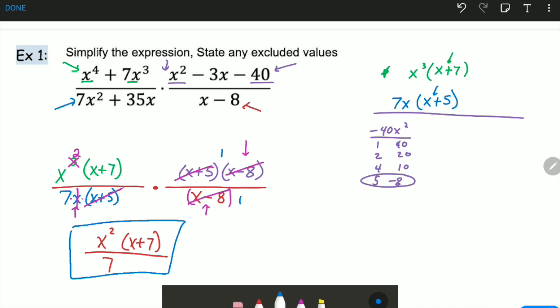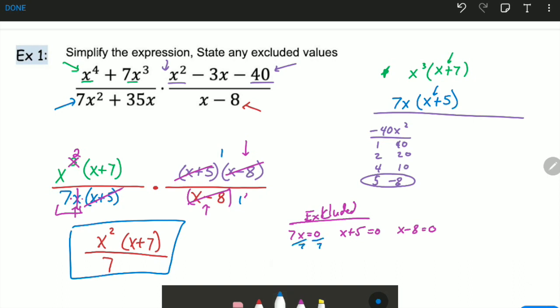Now this does say to also find any excluded values. So for the excluded values, we're just going to take each of the factors in the bottom of the fractions and set them equal to 0. So I'm going to include the 7 with the x, but you can actually do it separately if you want. So 7x equal to 0, x plus 5 equals 0, and x minus 8 equals 0. Got to do it for both fractions here. And then just solve each of those.